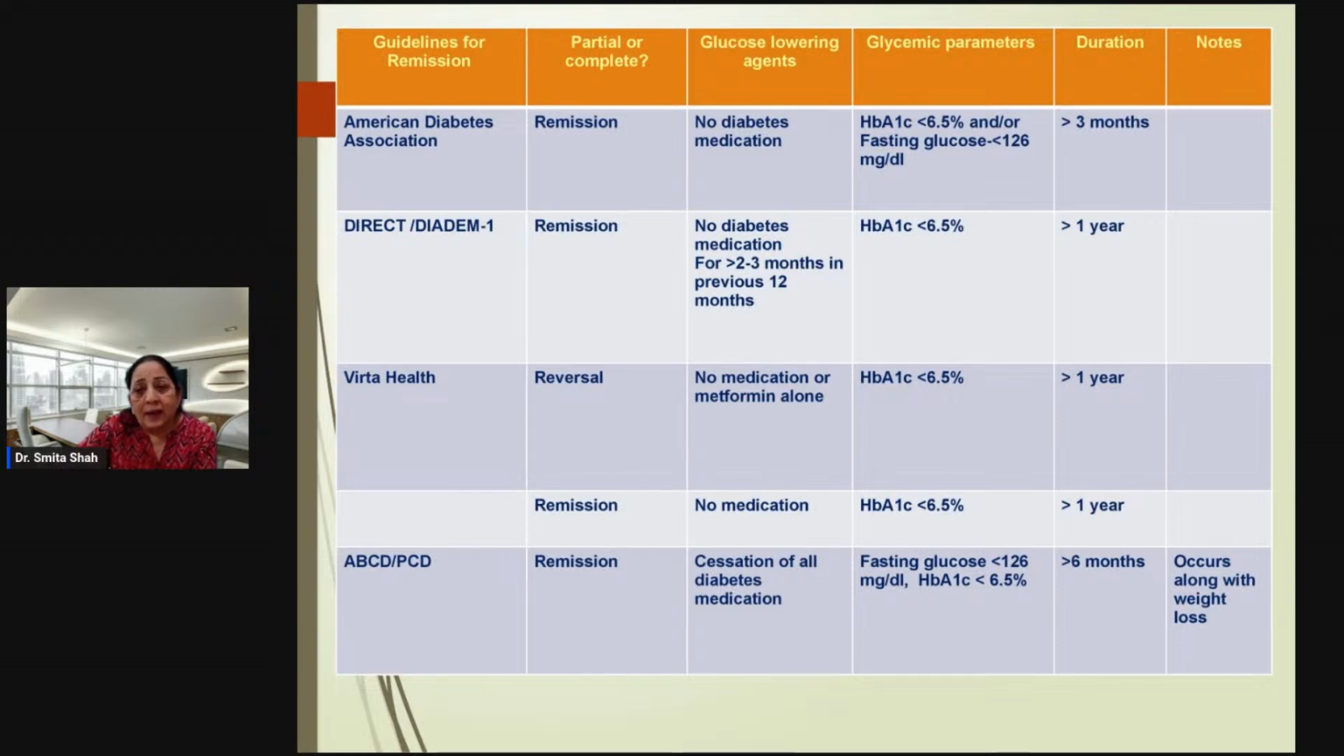In all of them, the conclusion is that remission can be said when the HbA1c is less than 6.5%, or fasting glucose is less than 126 mg/dL, and the duration is more than 3 months, for the ADA guideline. And in the DiRECT guideline, there should be no diabetes medication for more than 2-3 months in the previous 12 months, HbA1c should be less than 6.5%, and the duration should be greater than 1 year. So the main concept is that HbA1c should be less than 6.5 with no medications.